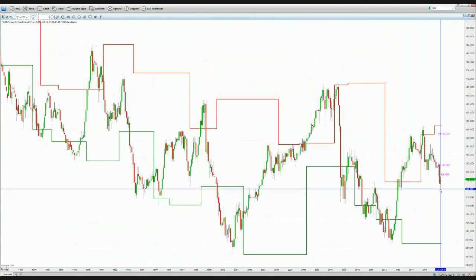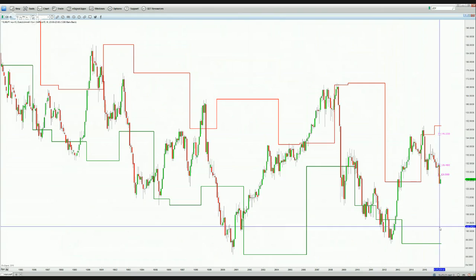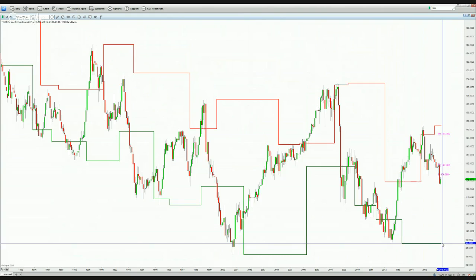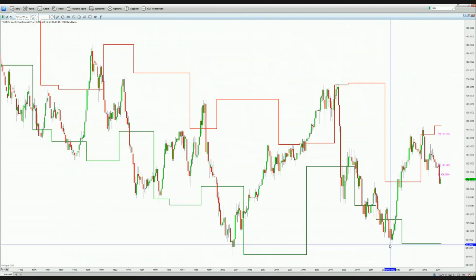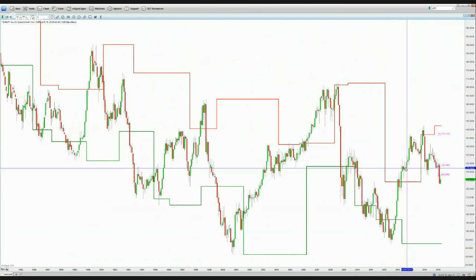So we really need to see these two levels cleared, and then we can look to trade this ideally towards 100 and then this support level here, which is the low of 2012.